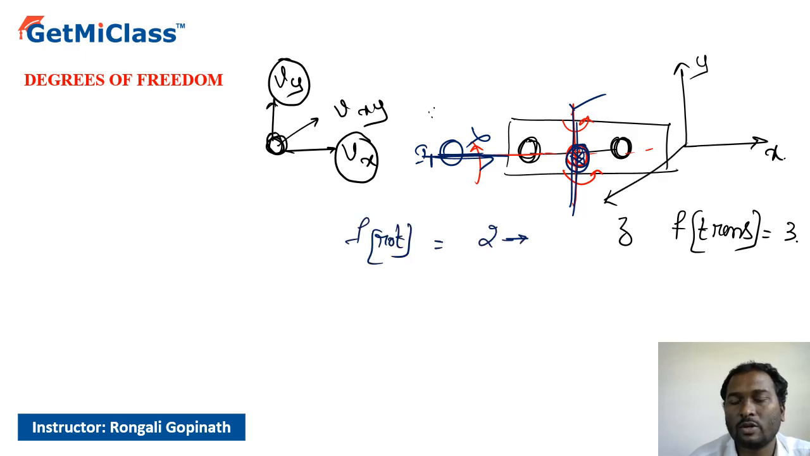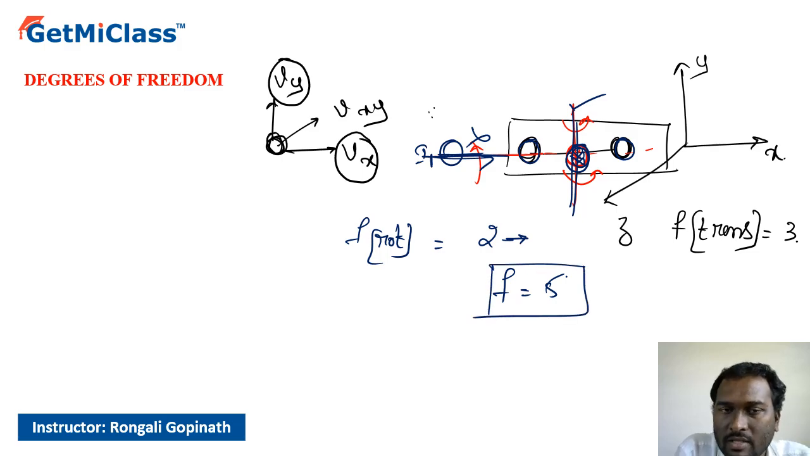Fn rotational is how much? 2 degrees of freedom for a two particle system. So total it has 5 degrees of freedom for a two particle system. So degrees of freedom is nothing but in how many ways a system or a molecule can have different energies. This can be called as a degree of freedom. Okay.